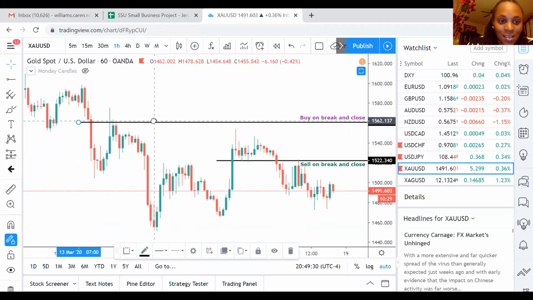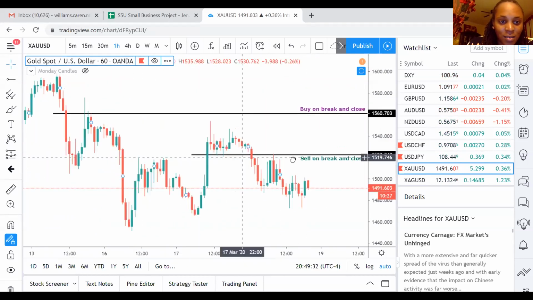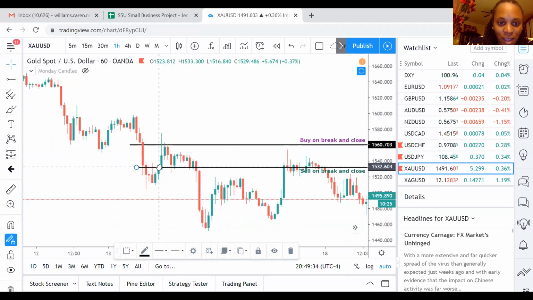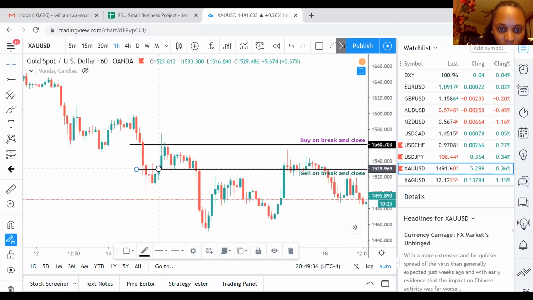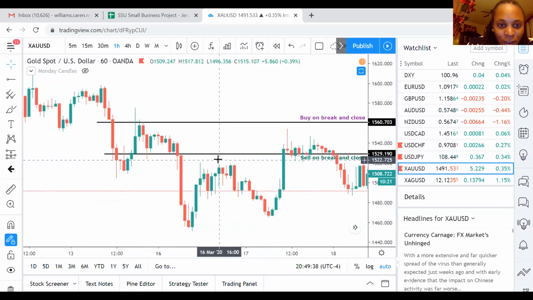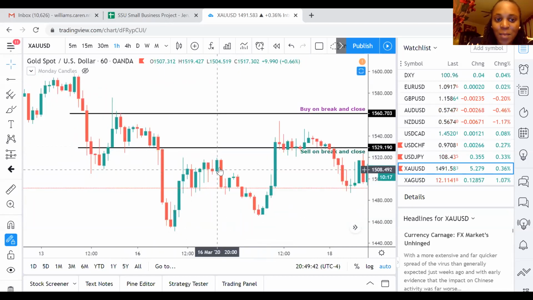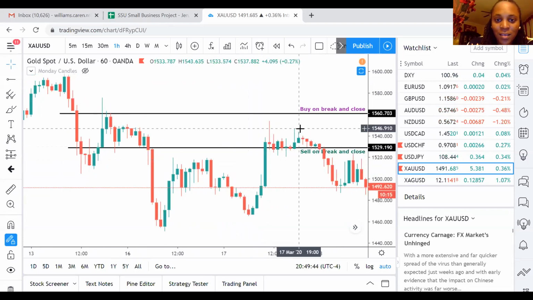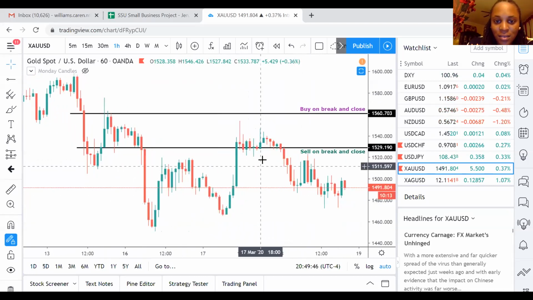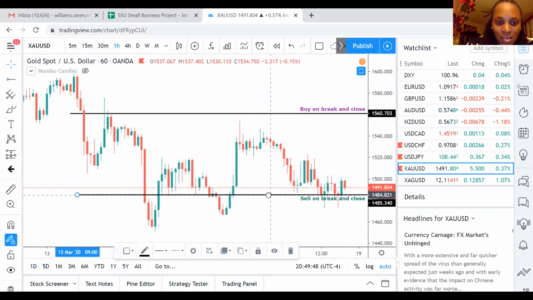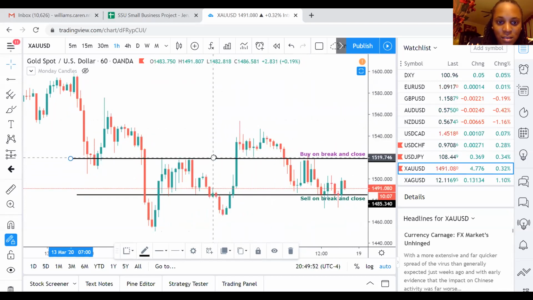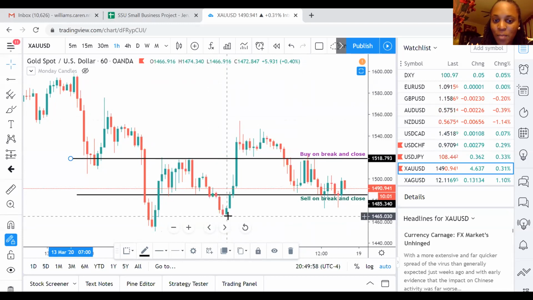Look at this. Buy on break. Wait, hang on. Let's look at this one here. I would have done buy on break, sell on break, right? Break and close here. Look at that. Beautiful. Then they say it's bipolar. Look at this. Look. Buy on break, sell on break. Break happened here. Look at that. There's a lot of pips in gold here.